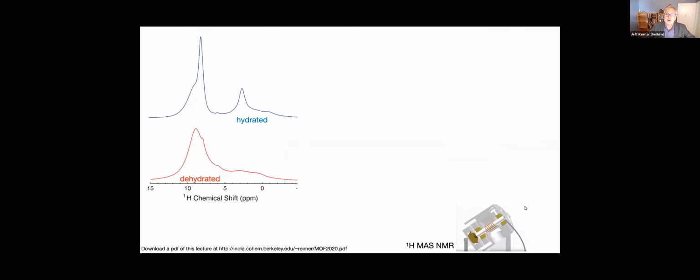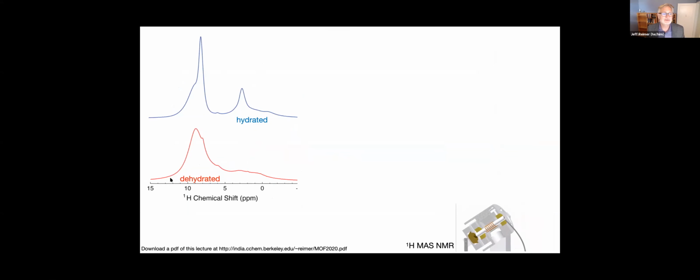So now we can do proton NMR with these magic angle experiments to try and get a high resolution proton spectrum and ask, what can we discern about the role of water in this system, since water appears to be necessary for the catalytic activity.